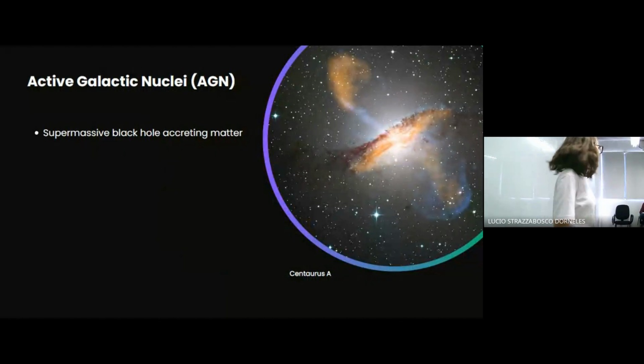So, in a general way, galaxies are gravitationally bound systems composed mainly of stars, gas, dust, and dark matter. Most galaxies have a supermassive black hole in their center, but only a small fraction have an energetic phenomenon in their nuclei composed of a supermassive black hole accreting matter. This phenomenon is called active galactic nuclei, or AGN.